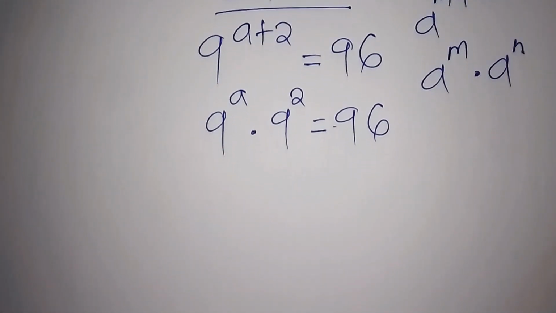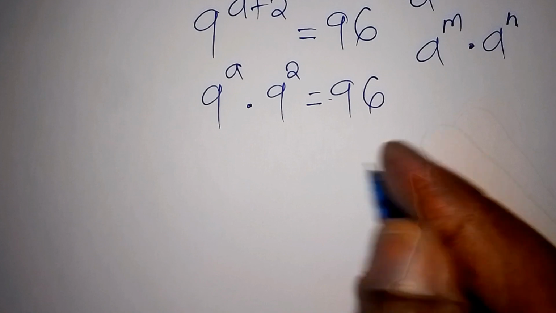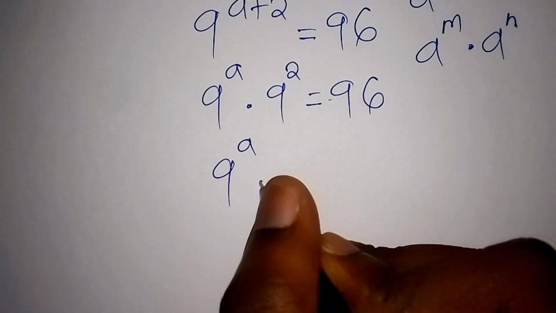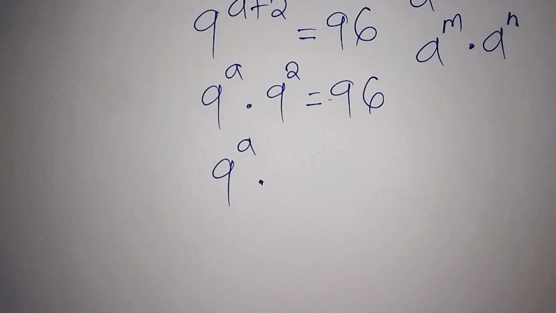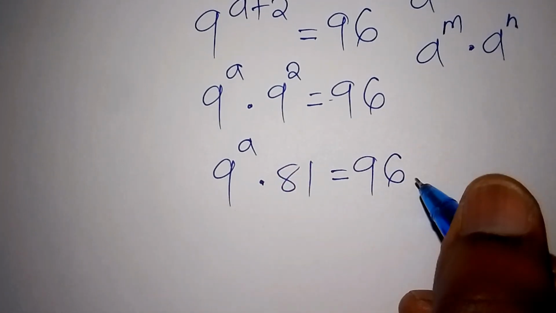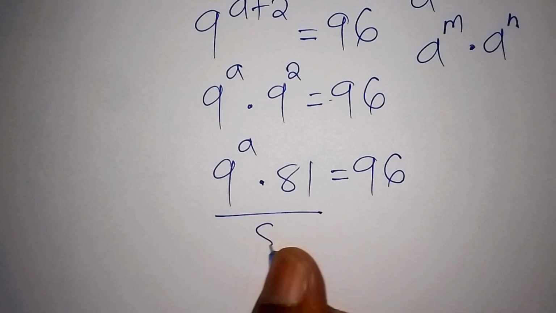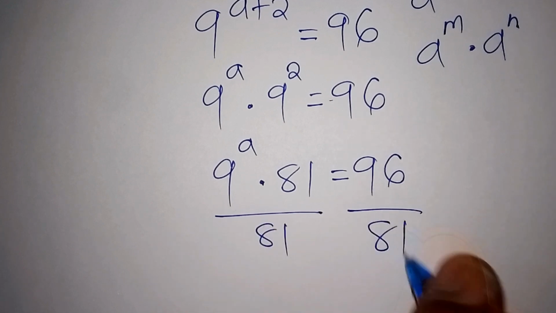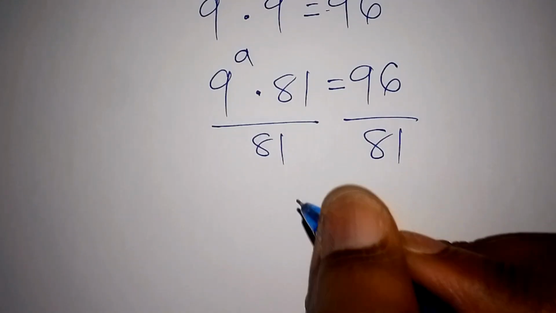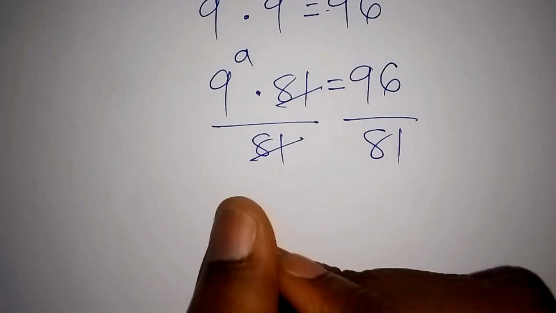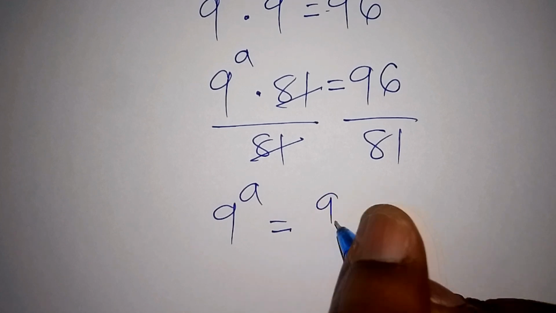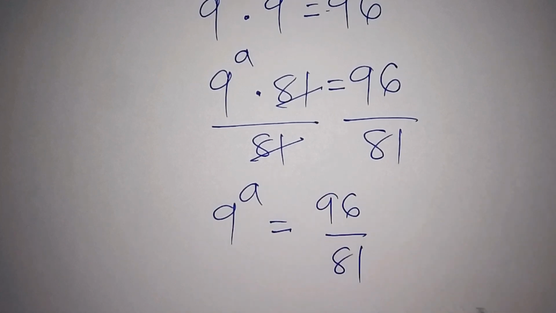Then the next step is to work out whatever we have here. So here we shall have 9 to the power of a, still multiplied by 9 to the power of 2, which is 9 times 9, that is 81, is equal to 96. The next step is to divide both sides by 81. So 81 and 81 shall cancel, and now we shall have 9 to the power of a is equal to 96 over 81.